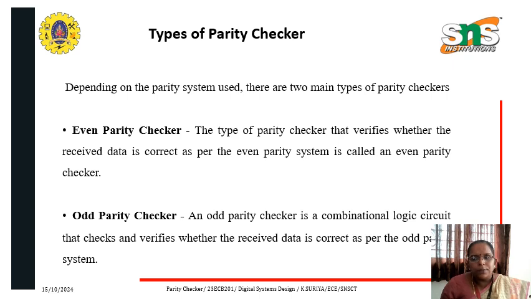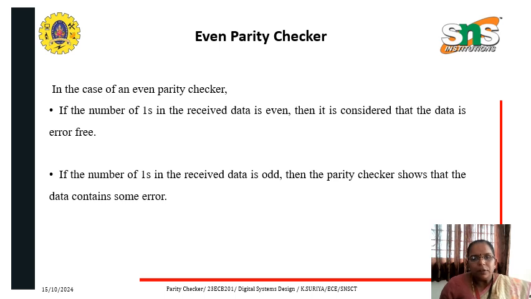There are two types of parity checker, even parity checker and odd parity checker. The type of parity checker that verifies whether the received data is correct as per the even parity system is called an even parity checker. An odd parity checker is a combinational logic circuit that checks and verifies whether the received data is correct as per the odd parity system. First we'll see about the even parity checker.